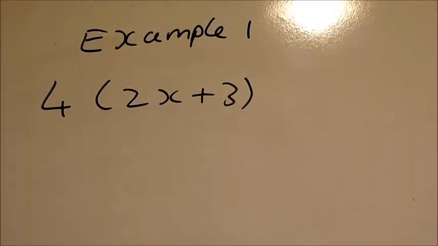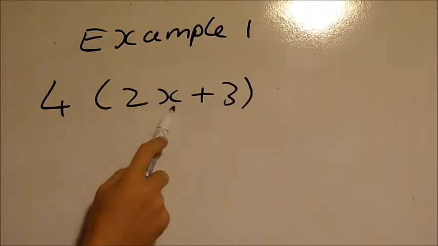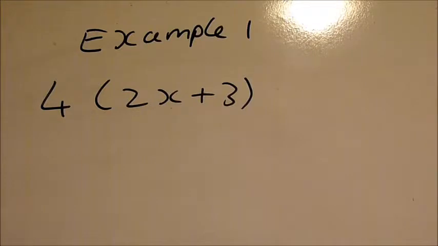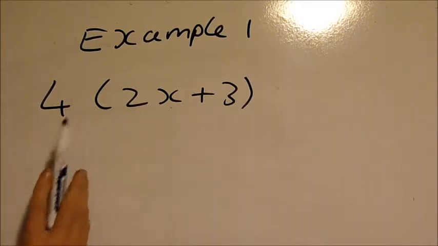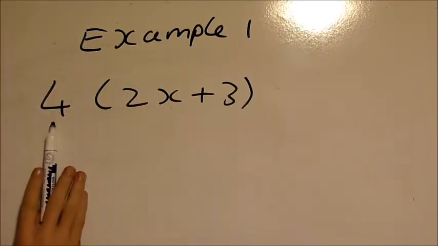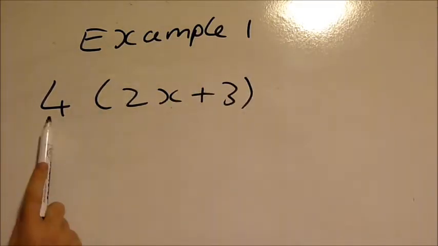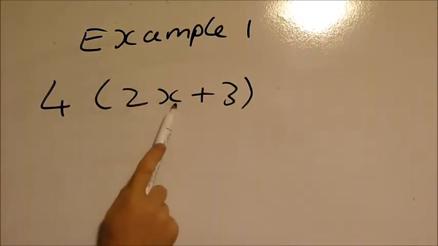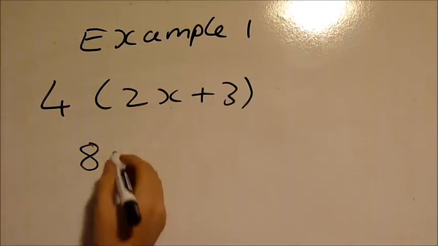For this homework, I've given you some slightly harder questions to answer. Now, the principle is exactly the same, except now we have a 2 in front of the x. To solve this problem, we just do exactly the same as we did with the previous example. So, we're going to multiply everything that's outside the bracket, so this 4, by everything that's inside the bracket. So to start with, we're going to do 4 times the 2x. So 4 lots of 2x, well, that's just going to be 4 times 2, which is 8, and then there's an x.